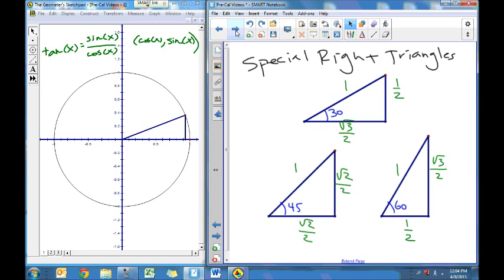These should have been exposed to you in the past. If not, I do have a video up on my YouTube channel called 8-2 Special Right Triangles that would introduce you to these ideas. But I'm going to use these 30, 45, and 60 degree angles to get a better idea of what this graph is going to look like.